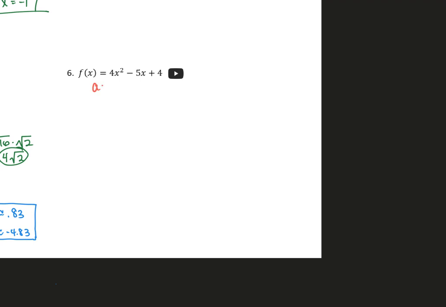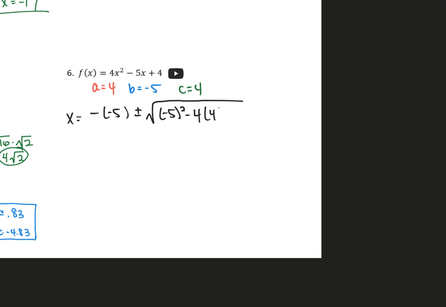All right, now let's take a look at number 6. So we're going to identify A, B, and C. A is 4, B is negative 5, and C is 4. Now we're going to plug into our formula. Negative B plus or minus the square root of B squared minus 4 times A times C, all over 2 times A. So now just simplify it in parts. The negative B, negative 5, becomes positive 5.